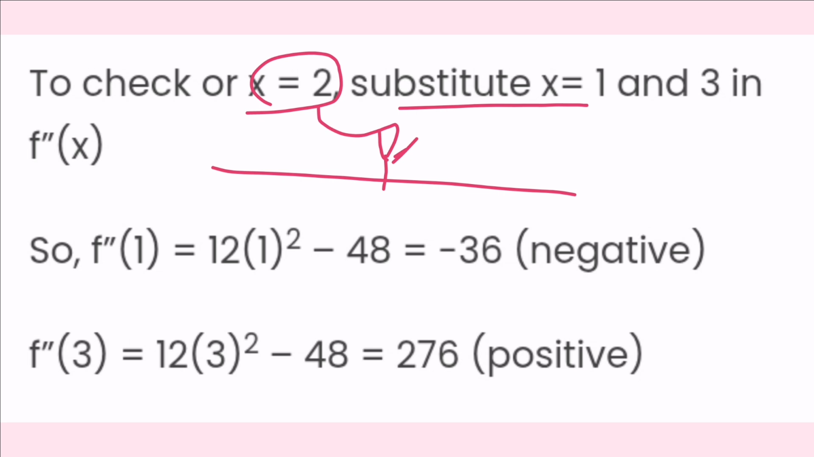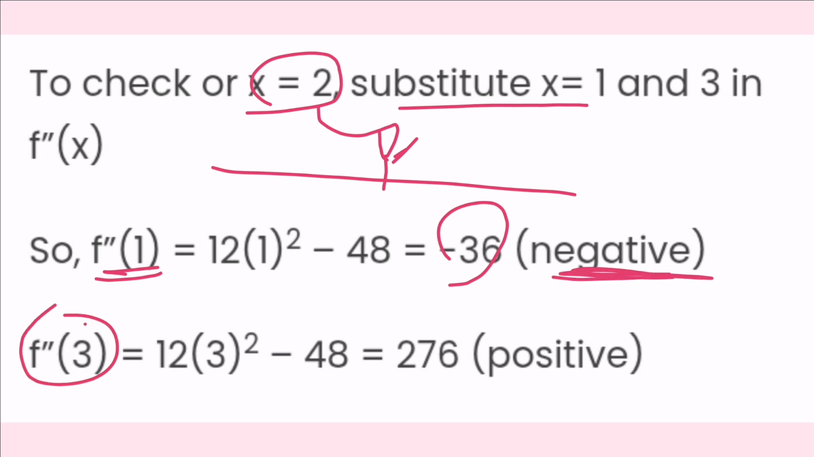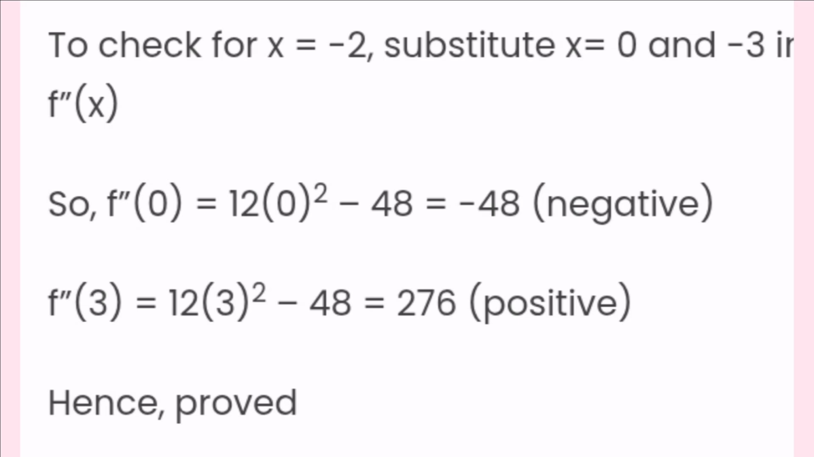So put x is equal to 1 in the second derivative, we get minus 36, which is negative. Now if we substitute x is equal to 3 in the second derivative, we get 276. So in this case, the second derivative is greater than 0. This means that x is equal to 2 is an inflection point because the concavity changes at this point.